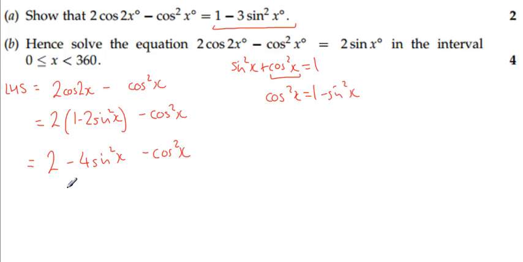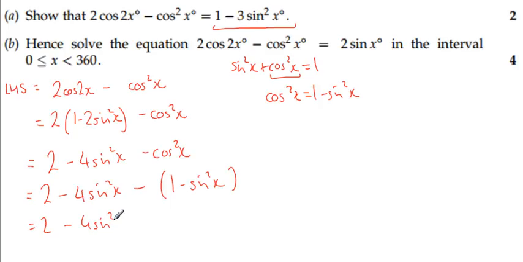And then when you substitute that in there, 2 minus 4 sine squared x, take away all of that, careful to put it in brackets. That's going to give you 2 minus 4 sine squared x minus 1. And then when you multiply that negative by the negative inside, it's going to be plus sine squared x, which is 1 minus 3 sine squared x, which is the right hand side of the proof that we are looking for. Okay, so that is us done.